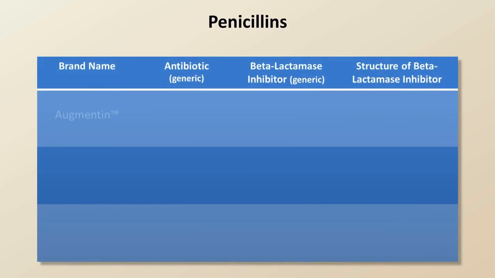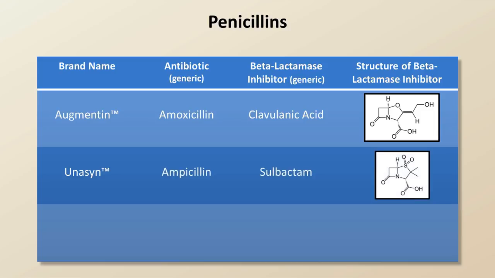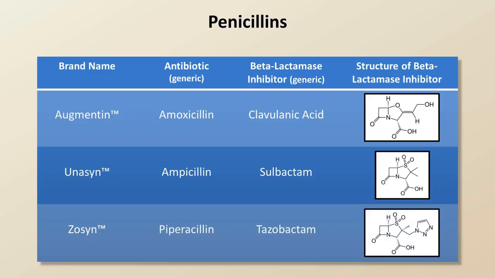For example, the brand name drug Augmentin is composed of a standard combination of amoxicillin and clavulanic acid, the structure of the latter shown here. Unasyn is the combination of ampicillin and sulbactam. The ubiquitous Zosyn is the combination of piperacillin and tazobactam. You can see that all of the beta-lactamase inhibitors are themselves beta-lactams.